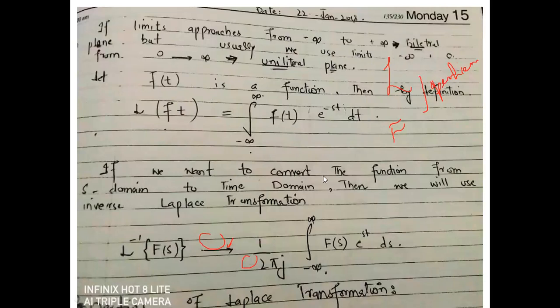If you want to convert the function from the S domain to the time domain, we use the inverse Laplace transformation, that is, L inverse of F(s) is equal to 1 over 2 pi j times the integral from minus infinity to infinity of F(s) e raised to the power st ds. Here we had e raised to the power minus st, and now we have e raised to the power st. Here we had the function f(t), and now F(s) ds.